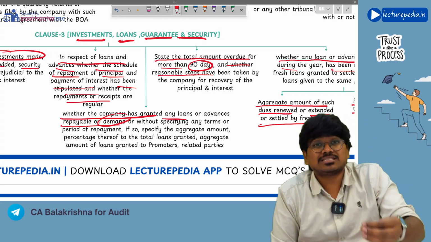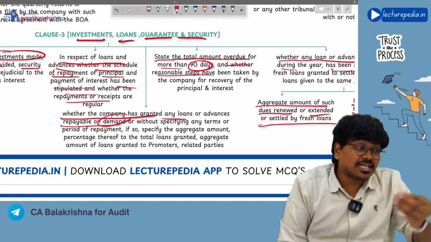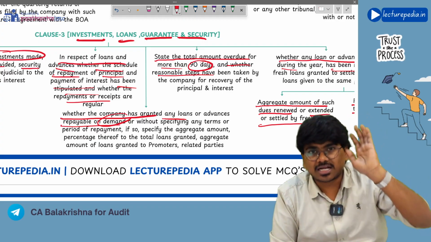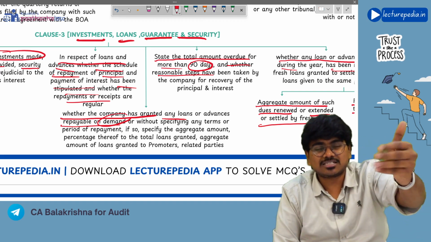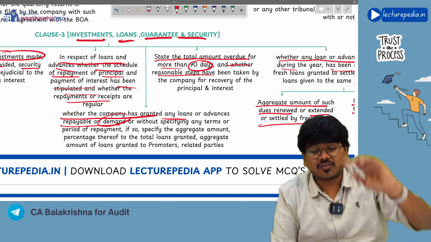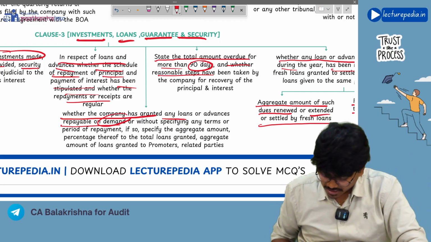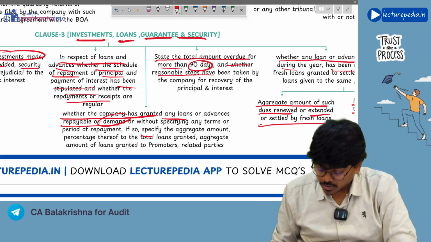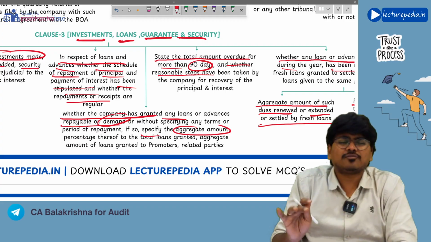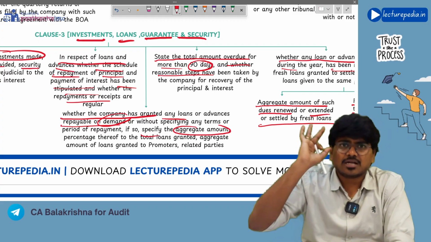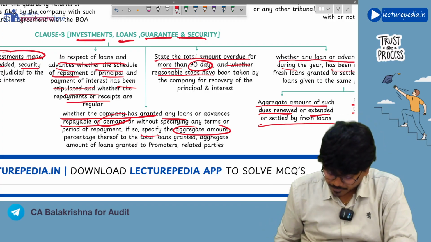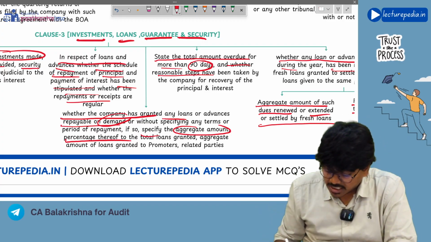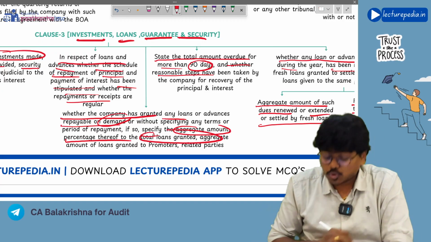Such loans are known as demand loans, or any loans where there are no terms and conditions with respect to repayment. So if the company has given any such demand loans or any loans for which there are no stipulated terms and conditions, the auditor needs to specify the aggregate amount of such loans without terms and conditions, or the aggregate amount of such demand loans, and the percentage thereof to the total loans granted.